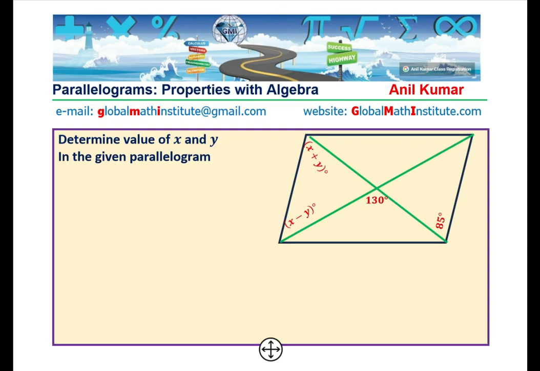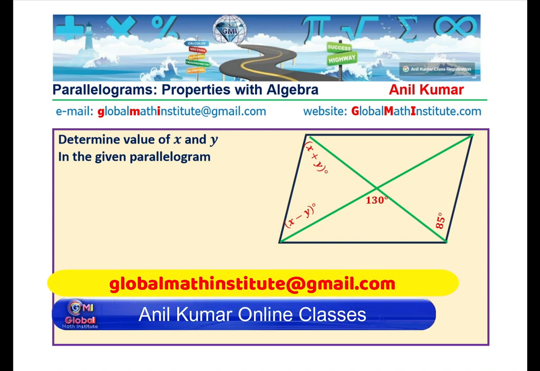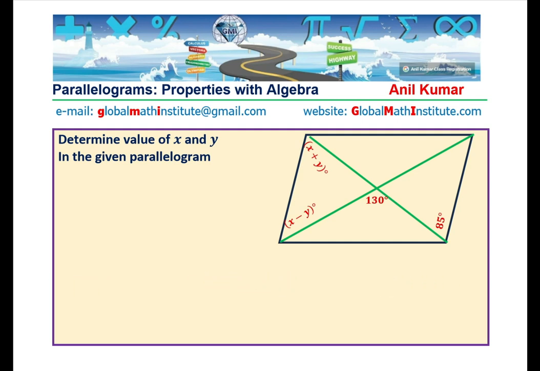So let's take an angle based question, and here we are going to learn some more properties, right? Great. So we are now going to combine algebra with the geometry part of parallelograms. We need to find the value of x and y. The angles are given to us. So as you can see, this is angle x plus y and this is x minus y. 130 degrees is given here, 85 degrees right there.